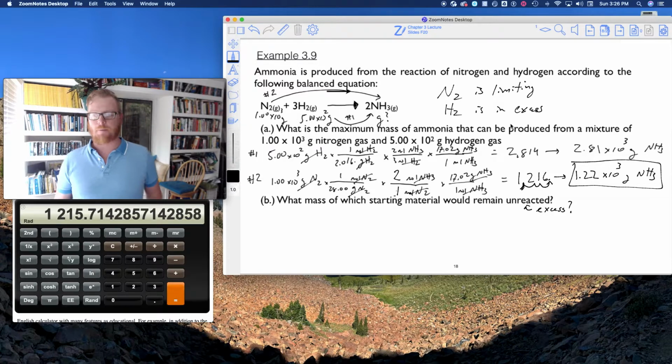Okay, this is a little tricky. So what we need to do is actually work backwards. We're going to start with this number, 1.22 times 10 to the 3 grams of NH3, the number that I just calculated.